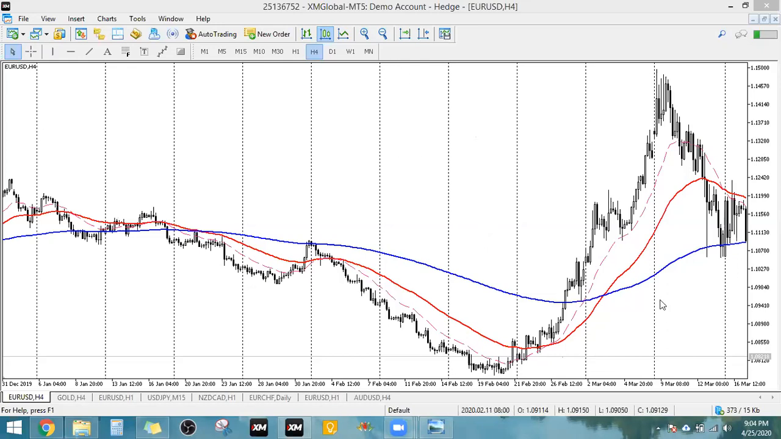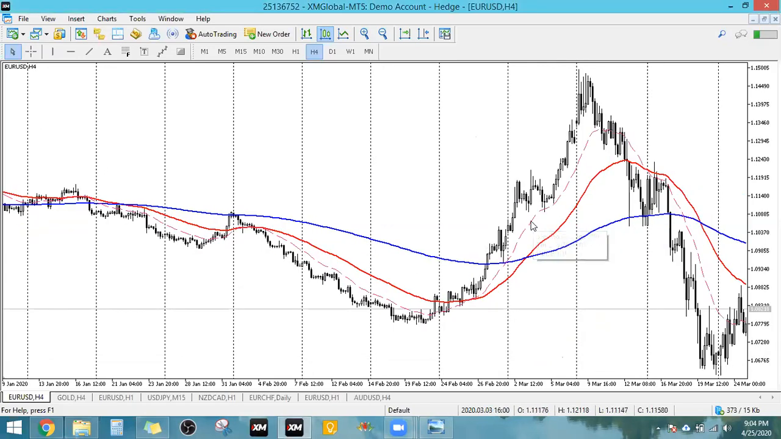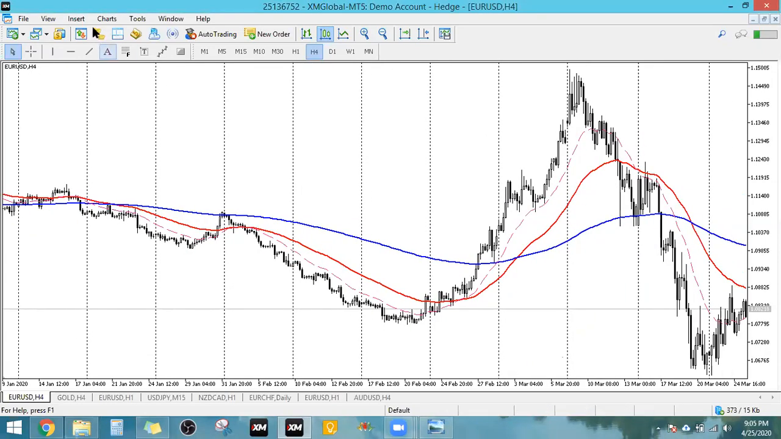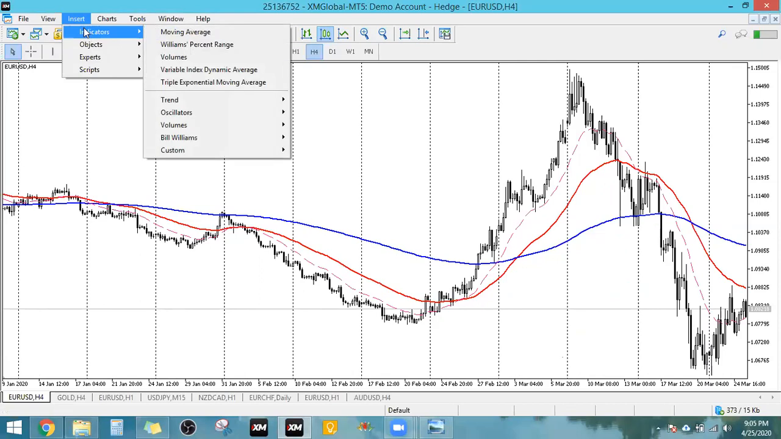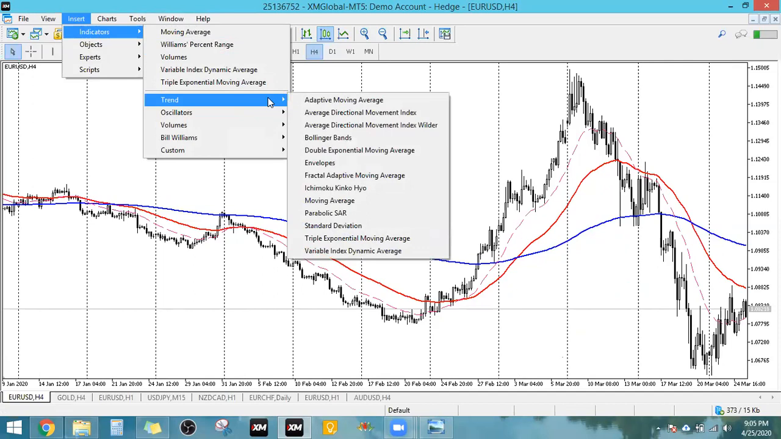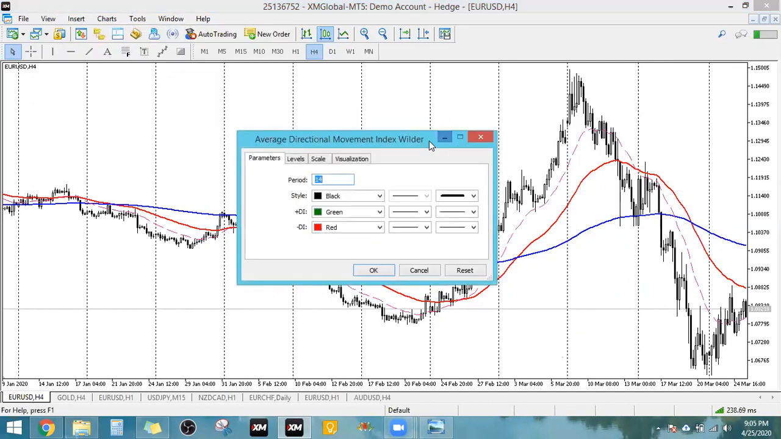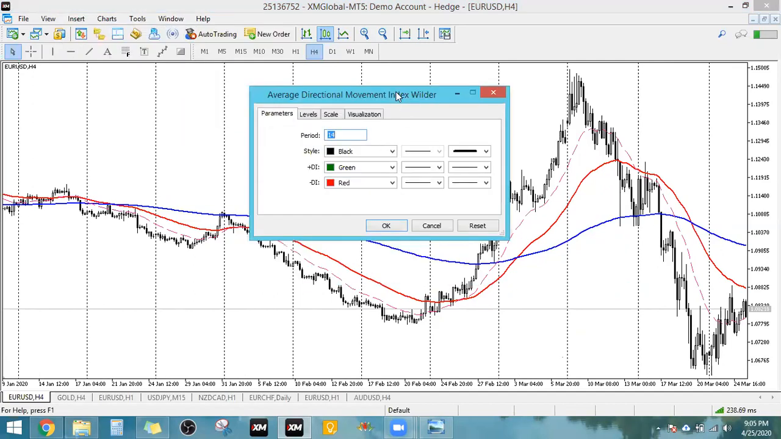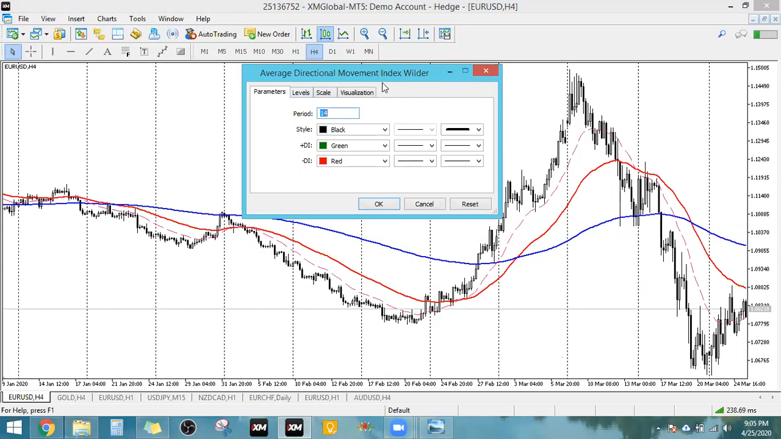Okay, now let's move on to a less known indicator. Yung indicator na to, ang tawag ay ADX. So, you can find it here. Insert, indicators, trend, and then dito, average directional movement index. So, dalawa yan. Dito tayo kay Wilder. Also pareho lang naman yung nilalabas. But let's go with the one with Wilder.